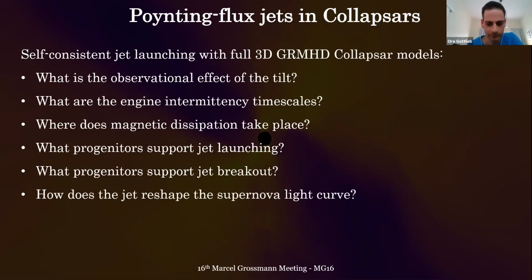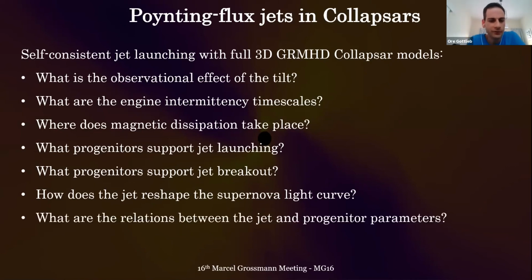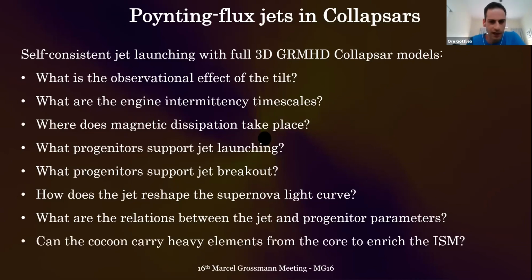How does the jet reshape the supernova light curve? We find a very similar structure to what is found in supernova simulations, and seeing the jet and the supernova co-evolve together is something that has not been looked at before. And finally, I would like to say that it's possible, just like with neutron star mergers, when we see the prompt emission followed by some kilonova emission, we know that in collapsars we also expect to have some heavy elements synthesized in the star, and whether these heavy elements can find their way outside the star is still an open question.